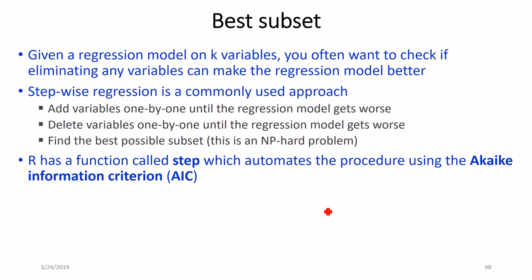Given a regression model on k variables, you probably want to check if removing any variables would make the regression model better. Stepwise regression is a commonly used approach. We can add variables one by one until the regression model gets worse. Or we can delete variables one by one until the regression model gets worse. Or we can find the best possible subsets. In all, we use a function called step.